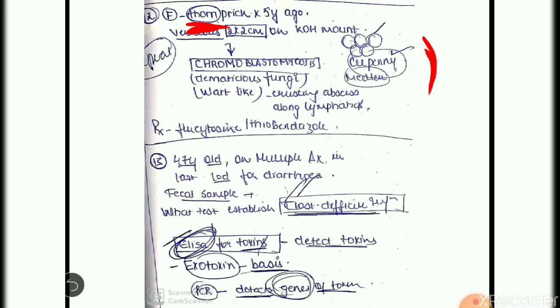The next important question is on a patient coming to you with a 10-day diarrhea and he was on multiple antibiotics. So which fecal sample you will take to make the diagnosis of Clostridium difficile? So you have to do an ELISA for this, for detection of toxins. PCR you will do for detection of genes, right?